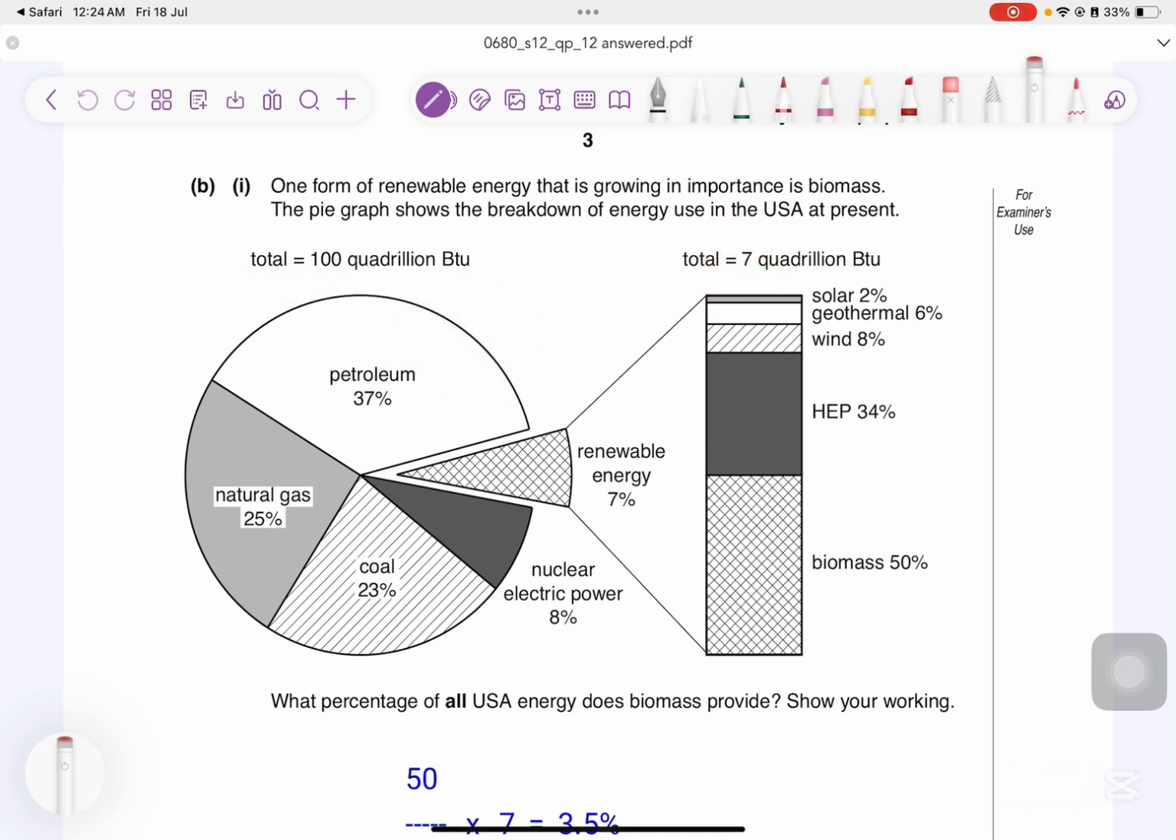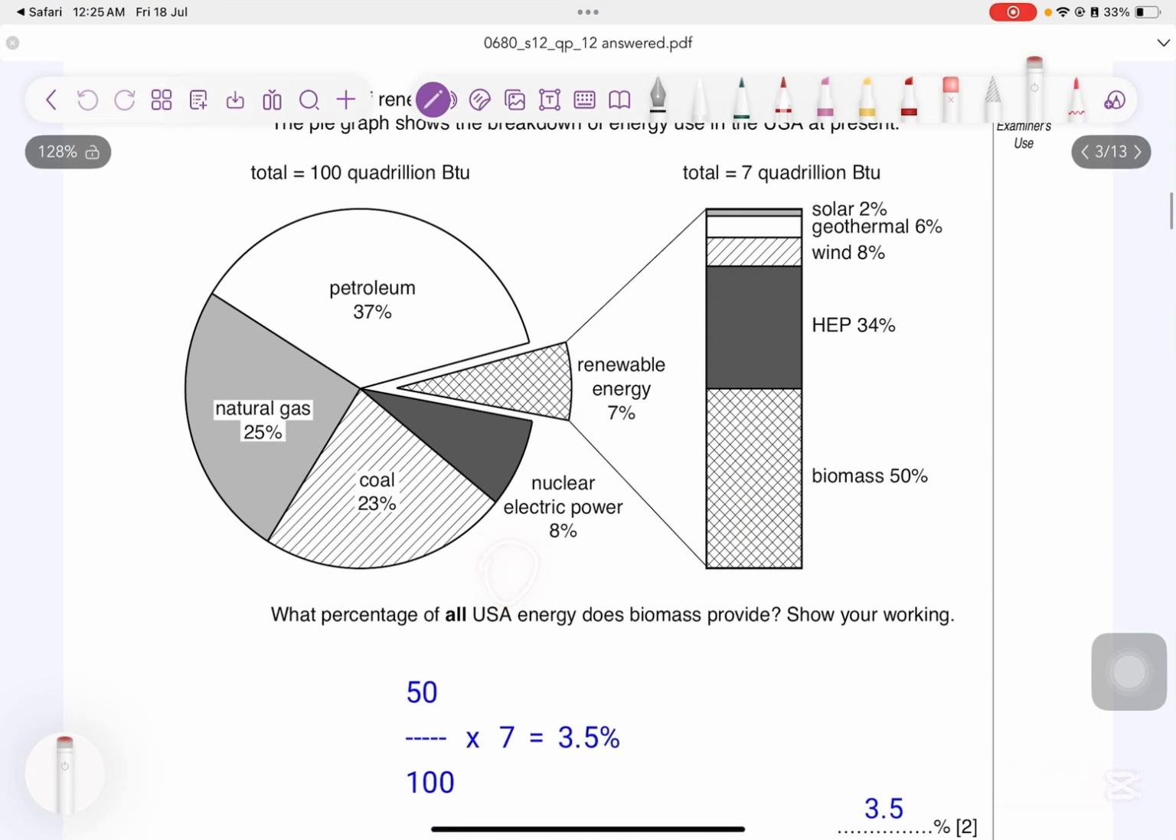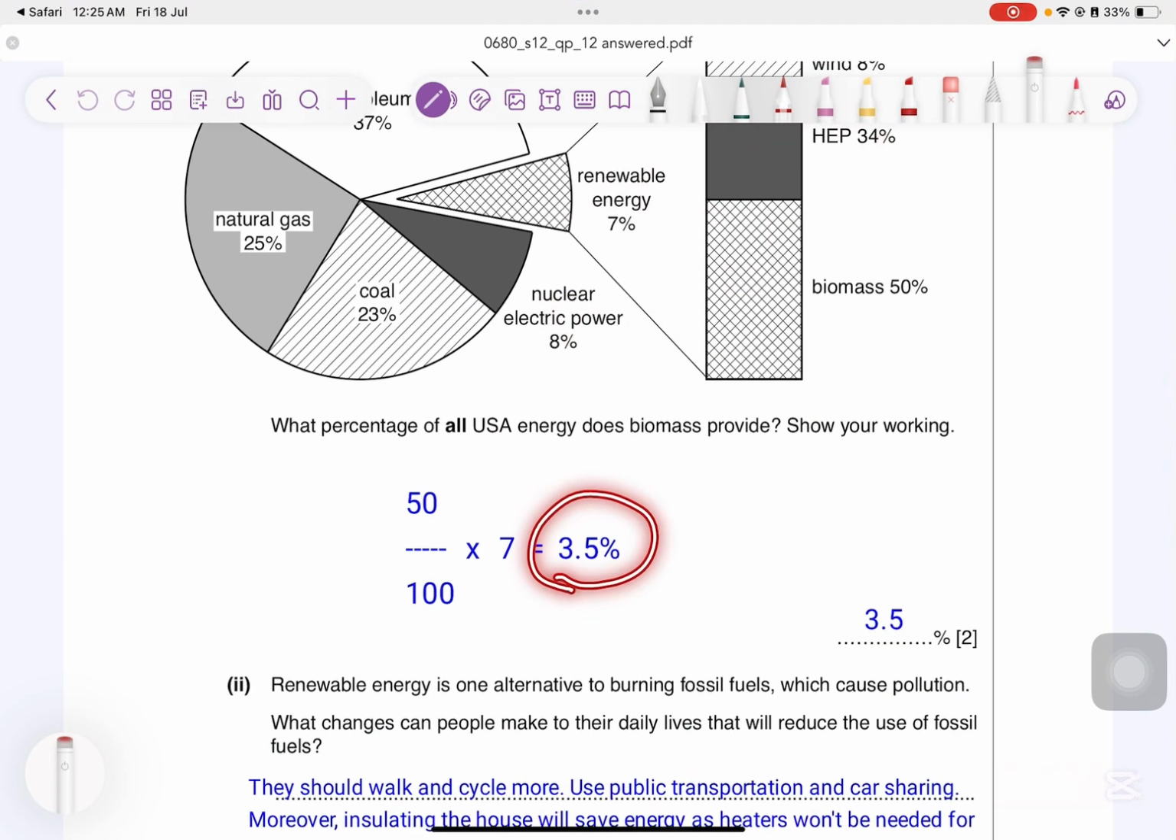What percentage of all USA energy does biomass provide? Show your working. We've got 50% of the 7, okay? So we're going to make 50%, and we remove the percent by dividing by 100. So 50 divided by 100, multiplied by the 7, because that's the total of the renewable product, is going to be 3.5%.